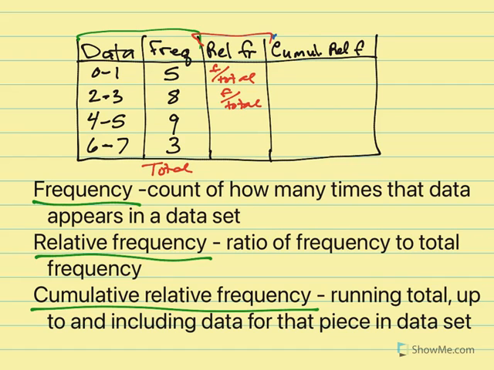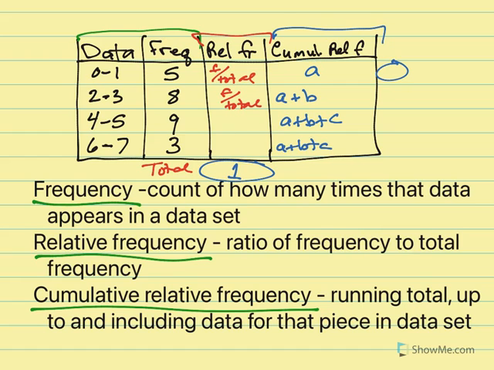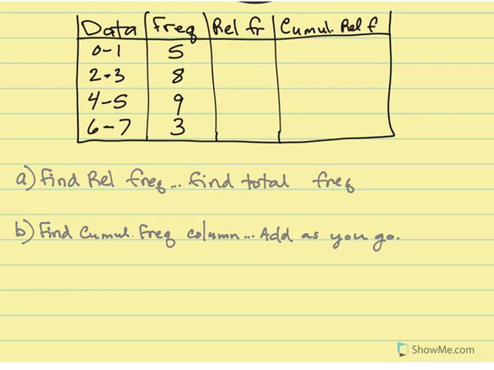Now, the goal for today is the cumulative relative frequency. Basically, this is a running total up to and including that piece of data. The entire relative frequency column should add up to 1, and the cumulative relative frequency is, first we just have this one. Let's call this A. Then we would take A plus B. This one is A plus B plus C, and this one is A plus B plus C plus D, which is 1. That's the idea, and it'll make more sense when we actually get into a problem where we have numbers. So let's jump in.